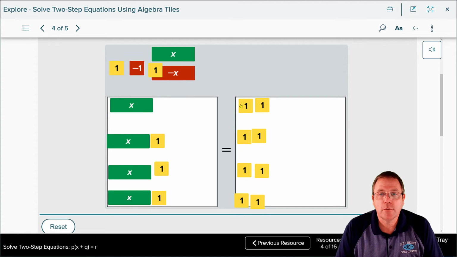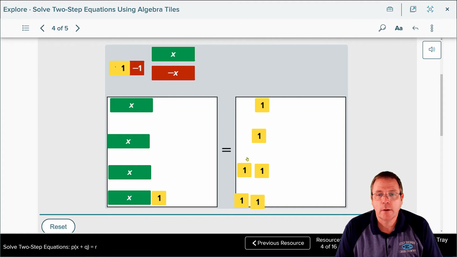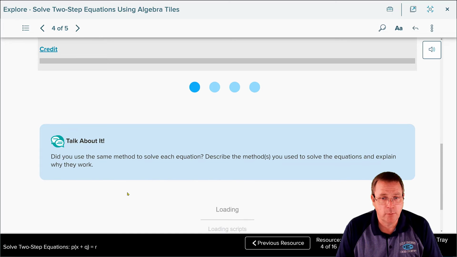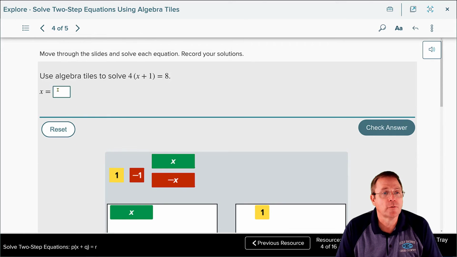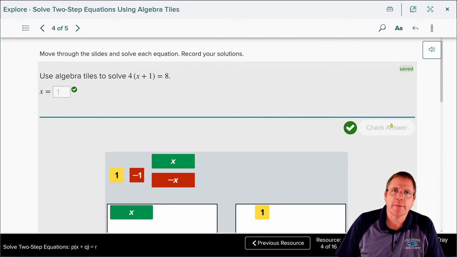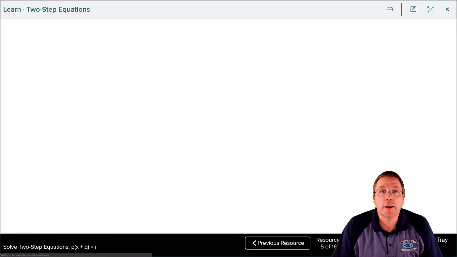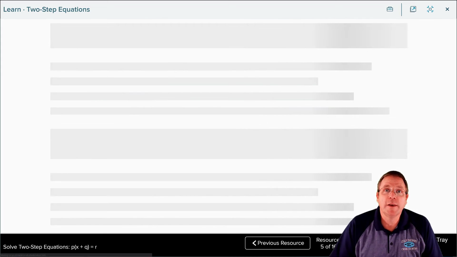From there, we're going to zero out our like values. So I took a 1 off of each side, another 1, another 1, and another 1. And now, what's your answer for x going to be? Well, every single time, x was equal to 1. Yep, there it is. X equals 1. Check your answer. Easy math. Now we could spend more time working these other problems with algebra tiles, but I really think that our time is better spent actually getting in there and solving these problems using the algebraic method.